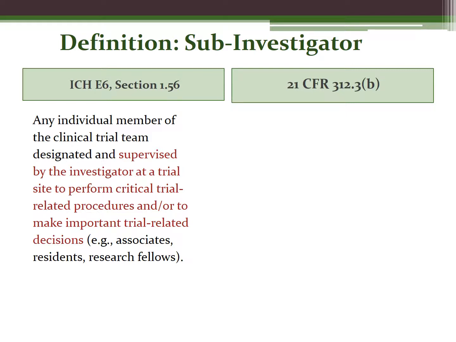This person is not performing critical trial-related procedures and also not making important trial-related decisions. Under ICH E6, I think you can make the argument that depending on how the trial site works, some clinical research coordinators could be considered sub-investigators under E6. But again, it's going to depend on how the job description is written and how much authority this person is given to make decisions.